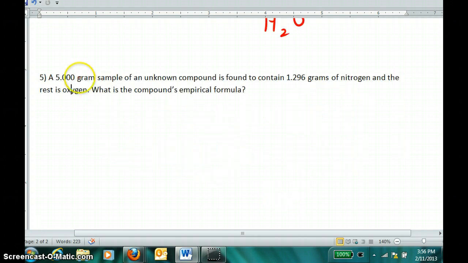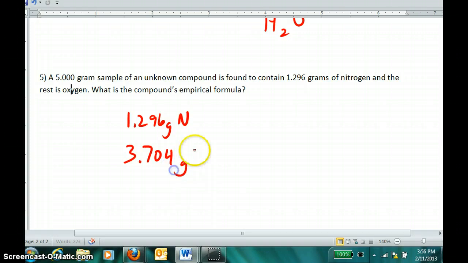As a final example, if we have a 5 gram sample of an unknown compound, and it contains 1.296 grams of nitrogen, and the rest is oxygen, well, given the difference, I can assume the rest, 3.704 grams, is oxygen. And again, this looks like about a 1 to 3 ratio of masses, but nitrogen atoms and oxygen atoms are different sizes, so this is not a ratio of the numbers of atoms.